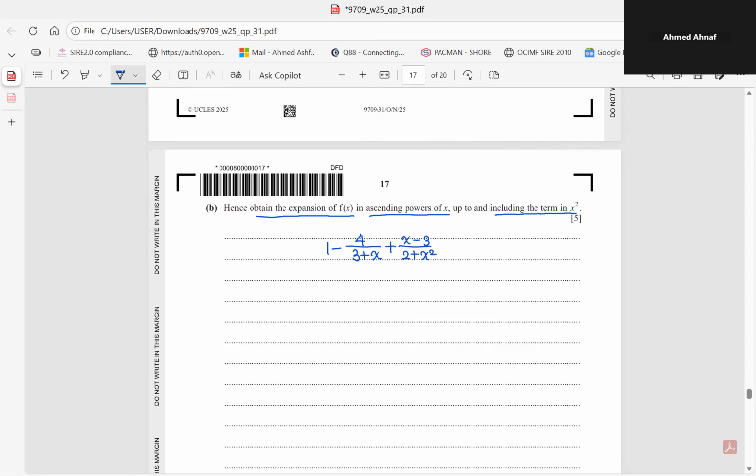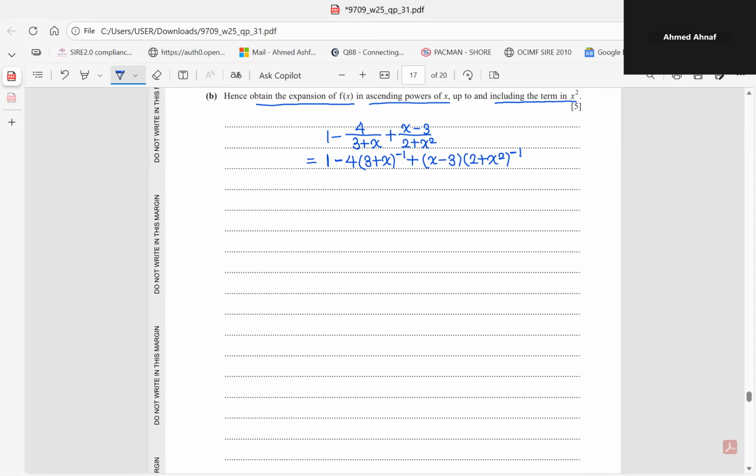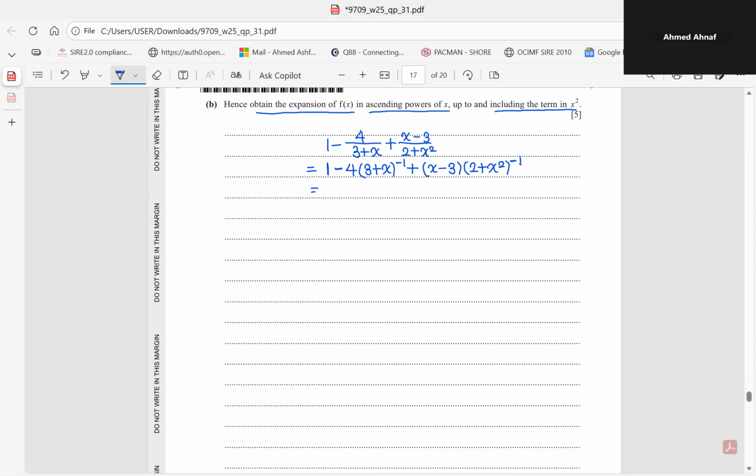And all the denominators, we can re-express them by converting the power to a negative power. So 1 minus 4 times (3 plus x) to the power of negative 1, plus x minus 3 times (2 plus x squared) to the power of negative 1.